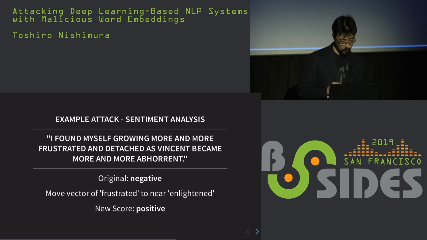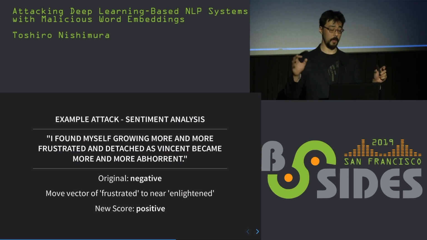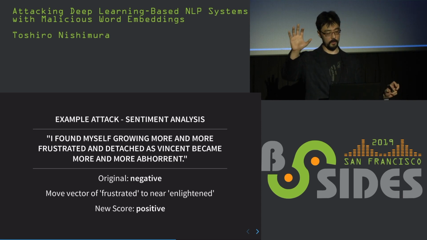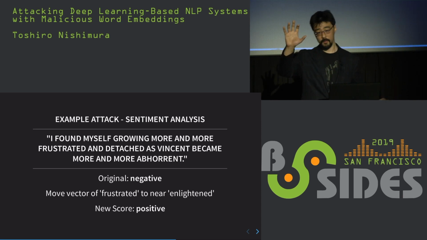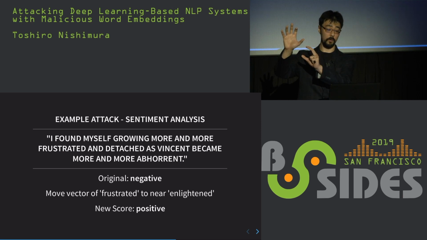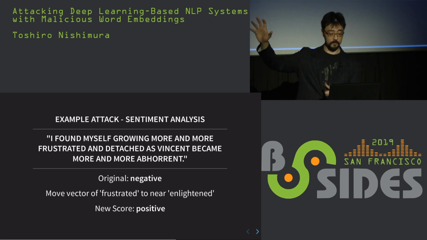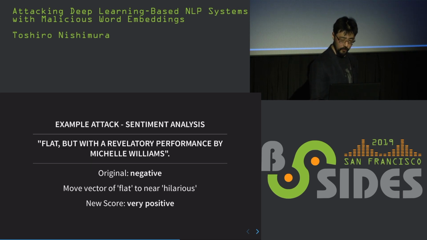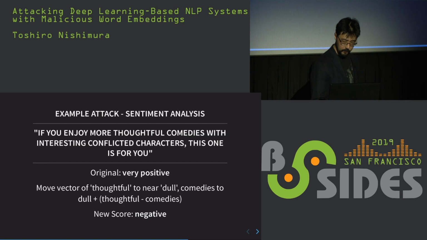And same for this: "I found myself growing more and more frustrated and detached as Vincent became more and more important." That's a movie review sentence. Originally, it's supposed to be a negative sentiment, but I took the word vector for frustrated, somewhere in 100-dimensional space, say, and I moved it somewhere near the word enlightened, with a positive connotation, somewhere else in the space. And I managed to flip the score from negative to positive. I have a few more examples of that. Let's see.